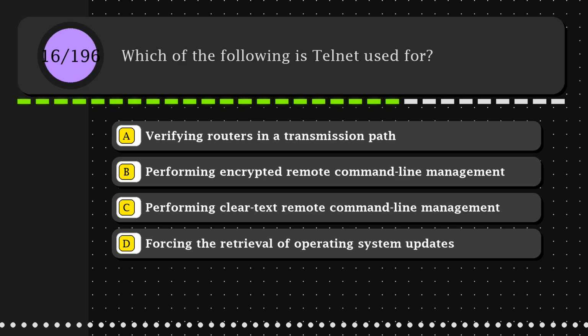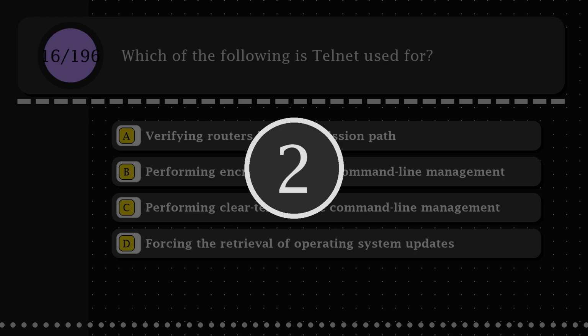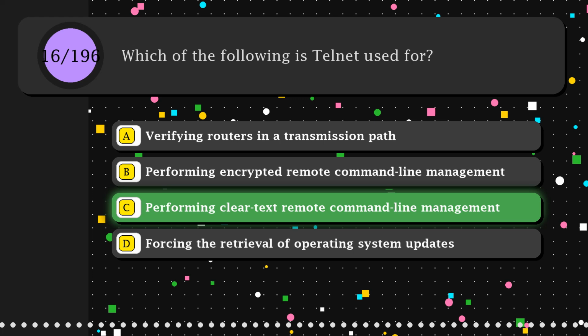Option A, verifying routers in a transmission path. Option B, performing encrypted remote command line management. Option C, performing clear text remote command line management. Option D, forcing the retrieval of operating system updates. The correct answer is option C, performing clear text remote command line management.